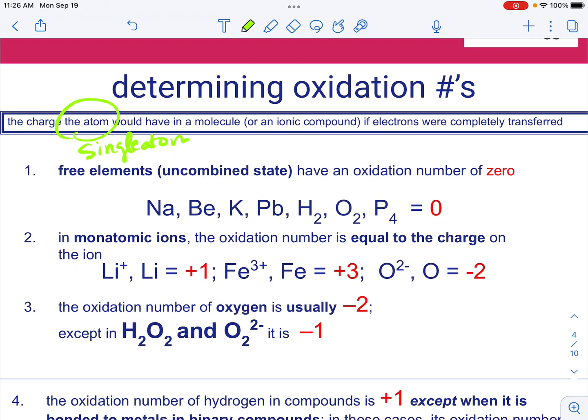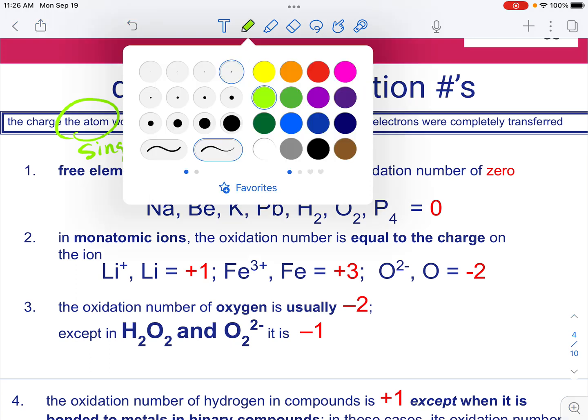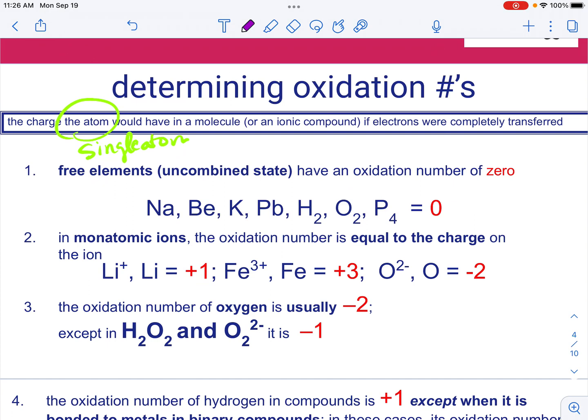So some rules that you should know and should have memorized. If you have free elements and they're uncombined states, then their oxidation numbers are 0. So anytime you have an element, whether it be diatomic or not diatomic, like P4, but it's all one type of an element, then the oxidation number of every atom in that element is 0. Individually, every atom is 0.